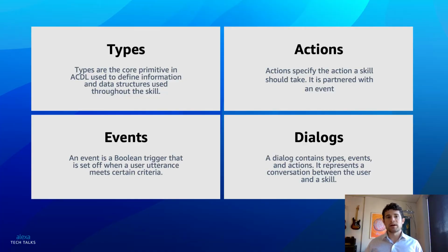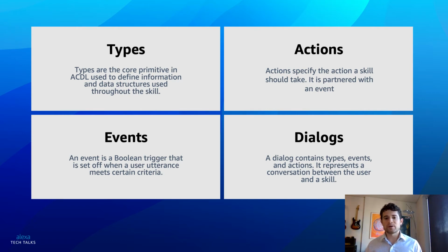There are 4 ACDL keywords or artifacts at the core of the language that we want to dig into today. Types are the first of these 4, and they're equivalent to data type representations in any programming language. They serve a variety of different functions. Probably the most notable, although certainly not the only function, is that they define the data structures for request and response payloads, slot values, and any other data structure that exists in your skill.